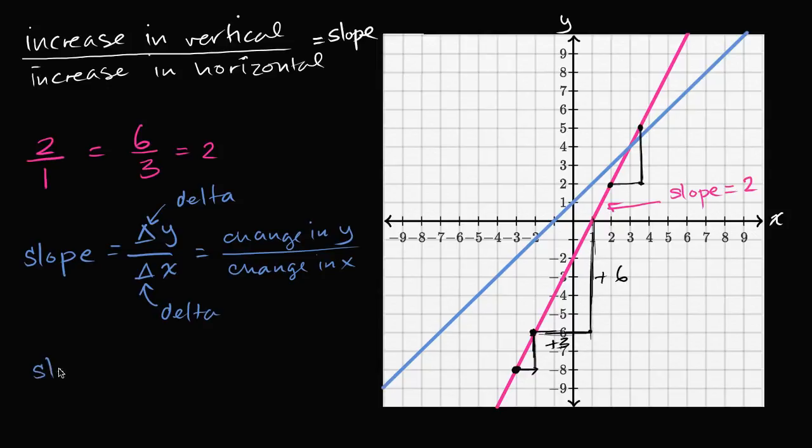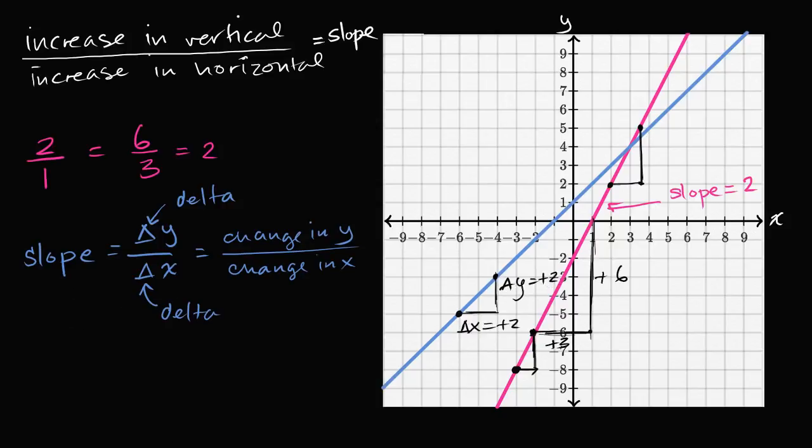So the slope of the blue line, so let's see. Let me do it this way. Let's just start at some point here. And let's say my x changes by 2, so my delta x is equal to positive 2. What's my delta y going to be? What's going to be my change in y? Well, if I go to the right by 2 to get back on the line, I have to increase my y by 2. So my change in y is also going to be plus 2.